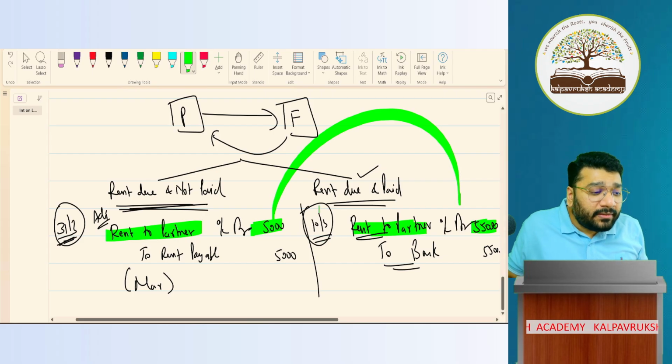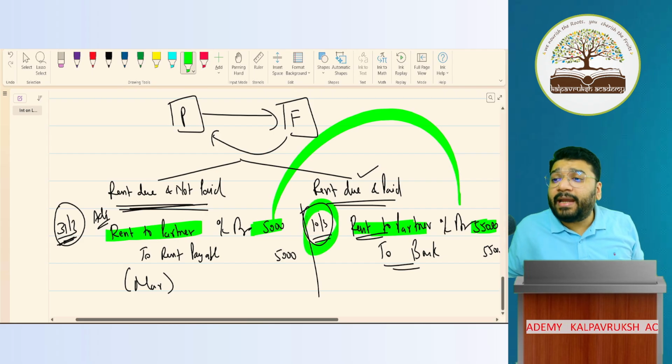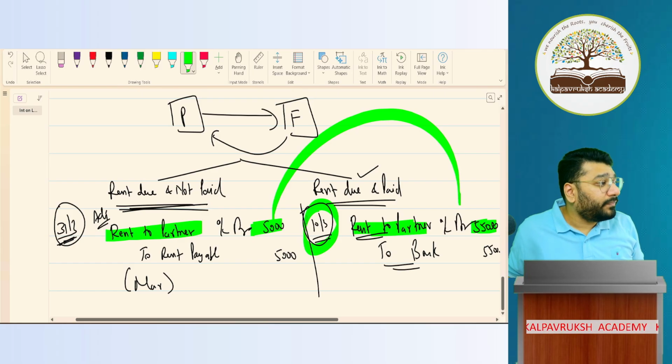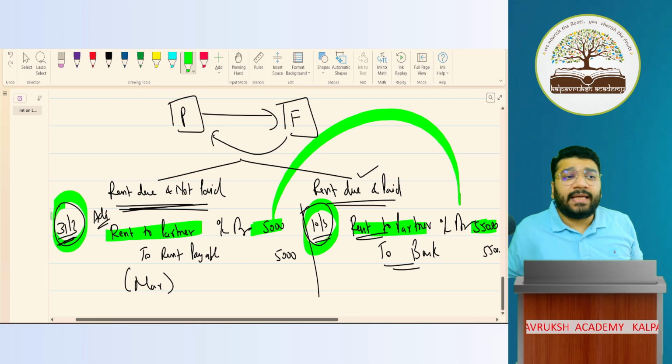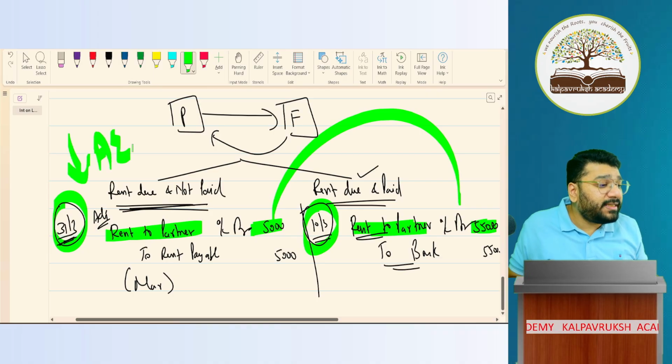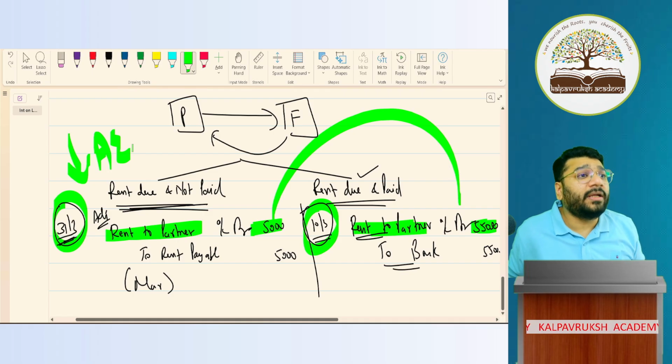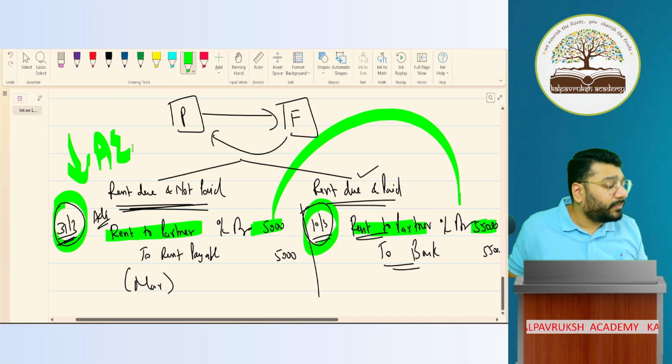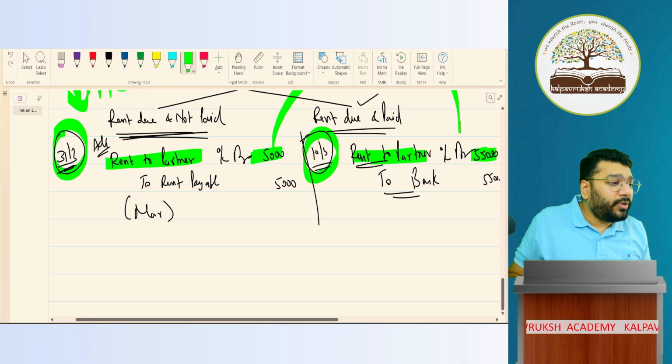When the payment is done, the entry is recorded. Payment entry is recorded on the payment date. The not-paid entry, which is the due entry, we will record always as an adjusting entry at the end of the year. This is an adjusting entry, which we record at the end of the year. Got it, not got it? Clear or not clear?